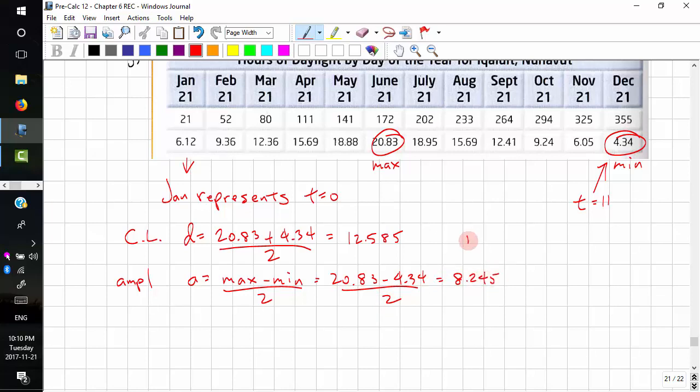And just a reminder, this formula is max plus min over 2. It really doesn't matter if you do min plus max over 2 because addition is commutative. We can change the order. However, subtraction is not commutative. You cannot change the order of the subtraction.